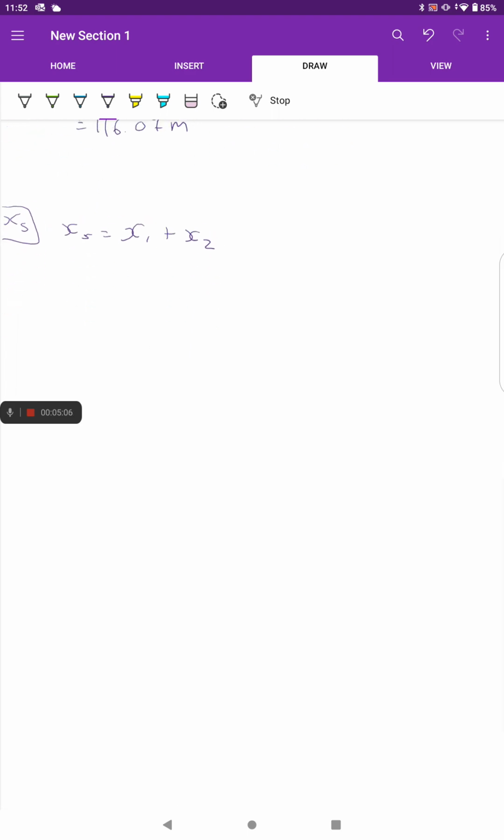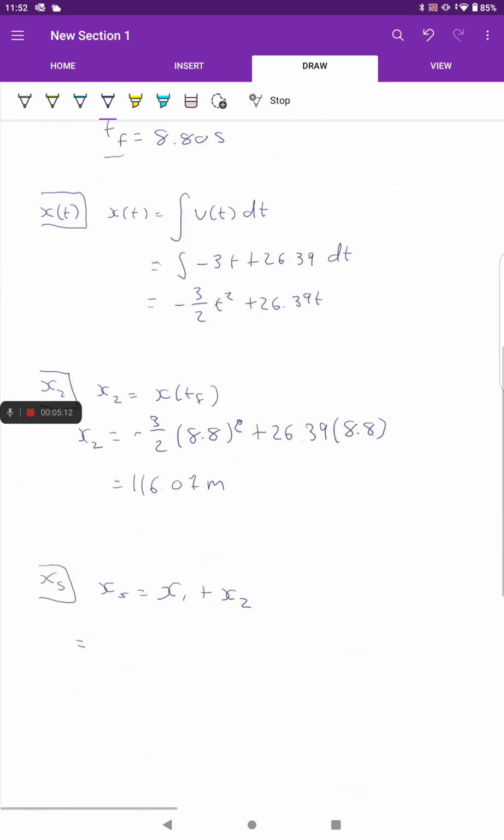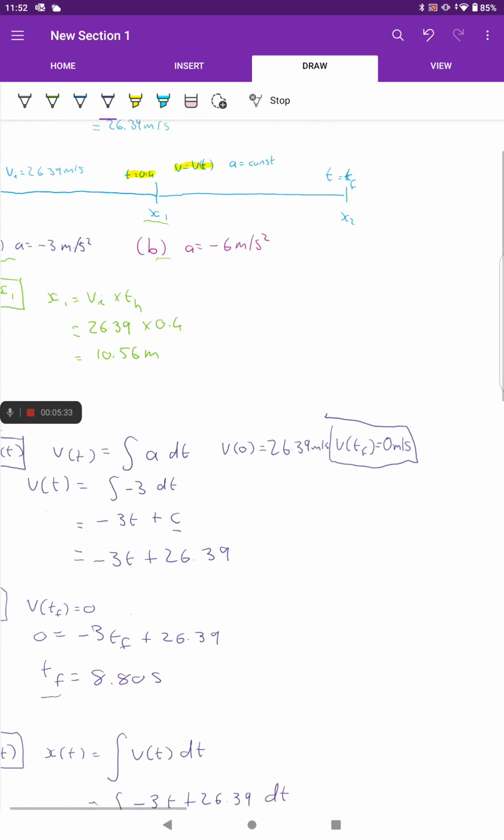So, our final stopping distance for A is going to be equal to the first distance that we calculated, which was 10.56 meters. So 10.56 plus 116.07, which is the distance we calculated here. And this gives us a final answer of 126.63 meters.